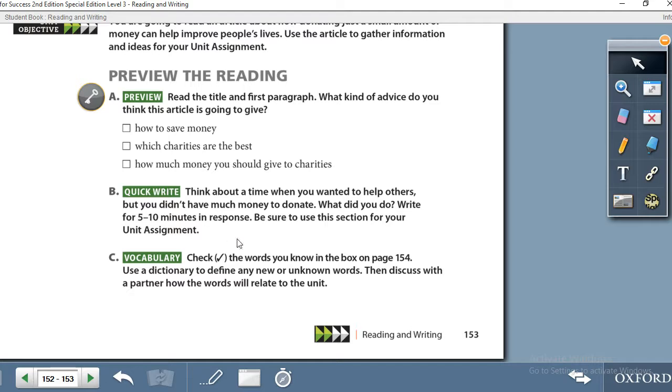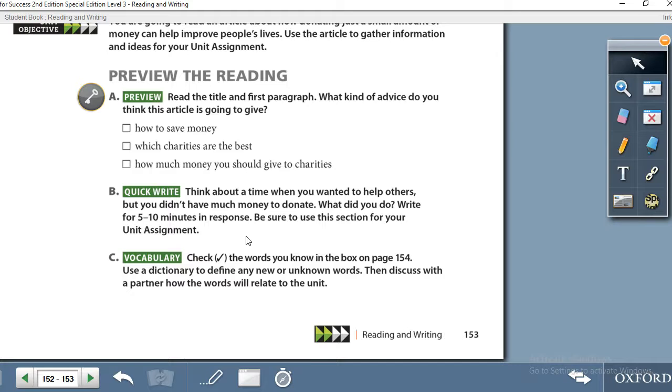Exercise B, quick write. Think about a time when you wanted to help others but you didn't have much money to donate. What did you do? Write for 5 to 10 minutes in response. Be sure to use this section for your unit assignment.